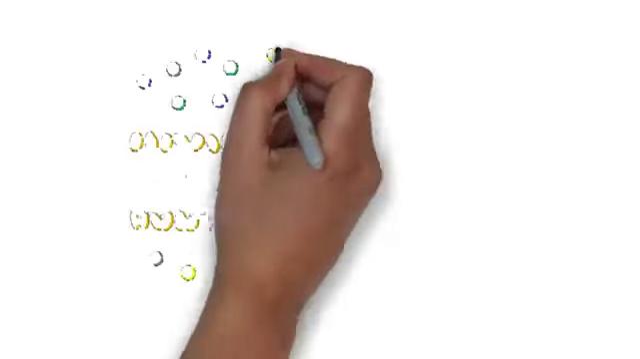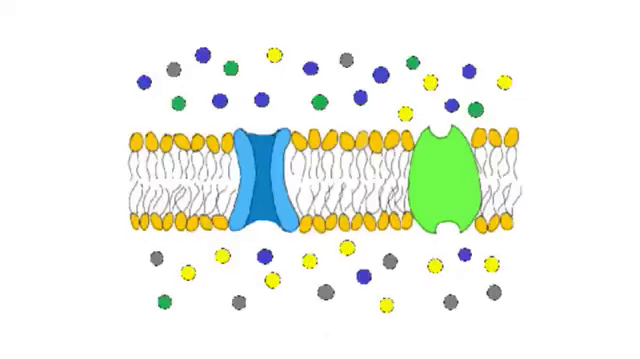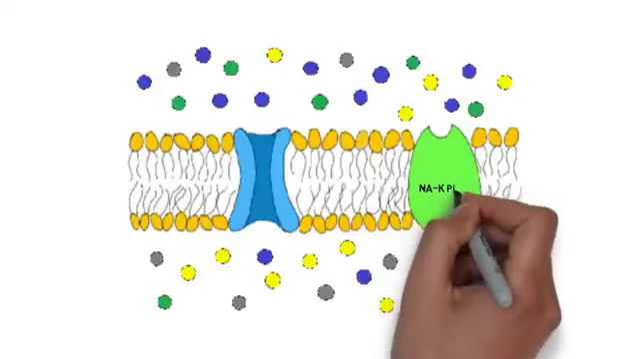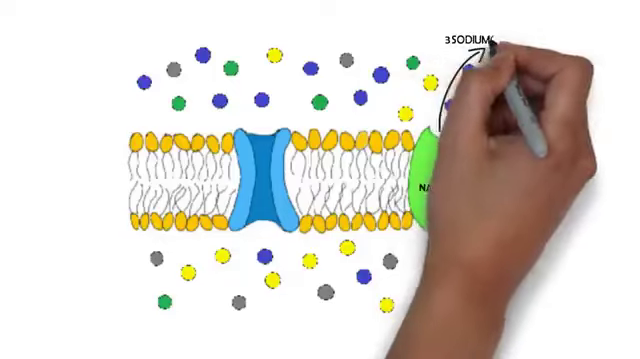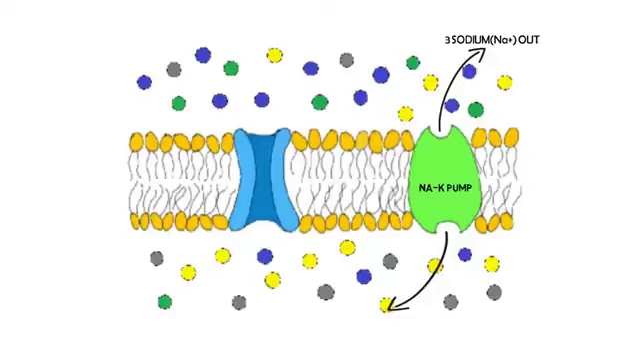One way this potential is maintained is through a mechanism known as the sodium-potassium pump. This is a transport protein that uses energy to constantly pump 3 sodium ions out of the cell, while at the same time pumping 2 potassium ions into the cell. Because there are more positive ions being pumped out than in, it helps to keep the membrane potential negative.